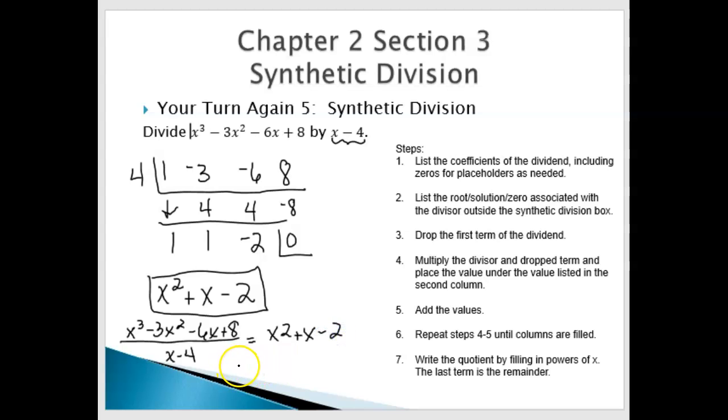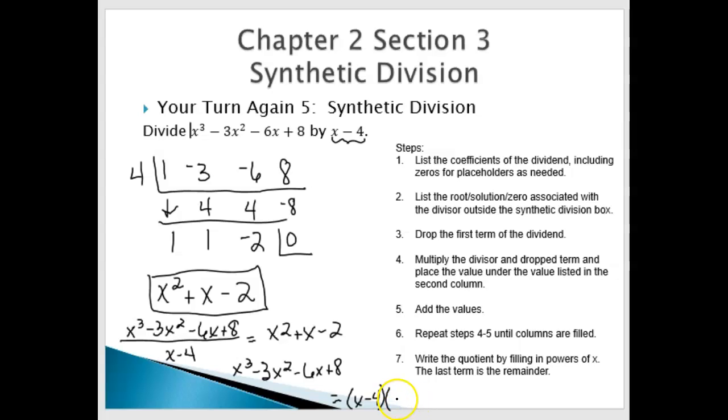Another way I could write that is I could say that x cubed minus 3x squared minus 6x plus 8 is equal to x minus 4 times my quotient, x squared plus x minus 2. Okay, so we can see that this thing actually breaks down into these 2 different factors, and now this factor is a quadratic. So hopefully that's helping to open some memory files there from Algebra 2 as well, and help you guys remember how we break these things down.